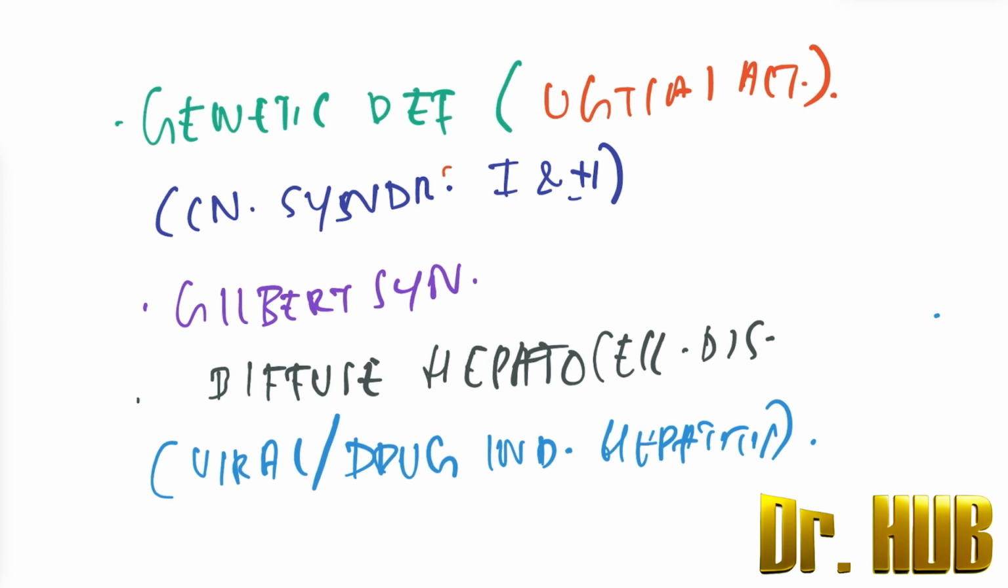On the other hand, conjugated contained Rotor syndrome, DJ syndrome, biliary tract obstruction, and BT diseases like primary biliary cirrhosis, and even progressive familial intrahepatic cholestasis.